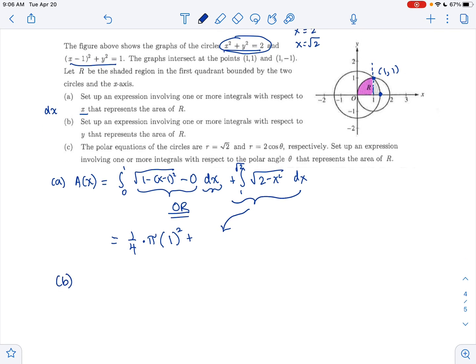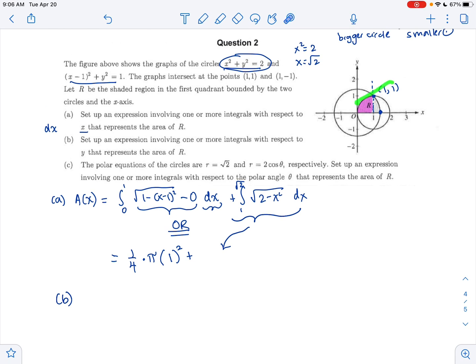Part B now is asking you to do the same exact thing, but everything in terms of y. So if we take a look at the equation in terms of y, that means our rectangle is going to go in the opposite direction. It's going to go in this way. And if we look, the first rectangle is the right minus the left, and that's consistently true throughout the region, that the right is your bigger circle minus the left, which is your smaller circle.